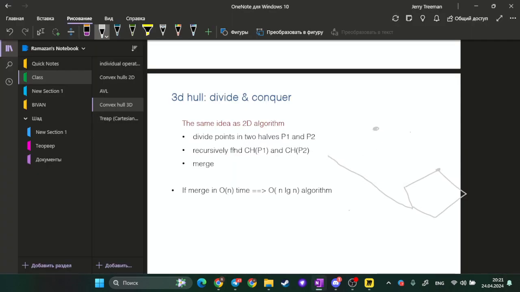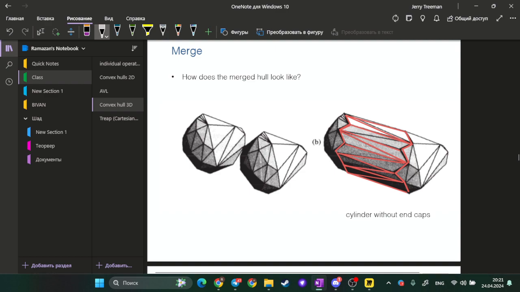Okay, the same idea here in 3D space. We use the same idea as in the 2D algorithm. We divide points into halves P1 and P2, and then we recursively find convex hulls and merge them. Okay, instead of the O(n squared) algorithm in Jarvis wrapping, we get an O(n log n) algorithm here. How does it look?